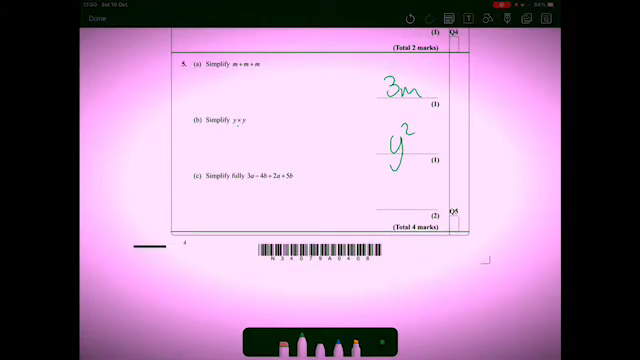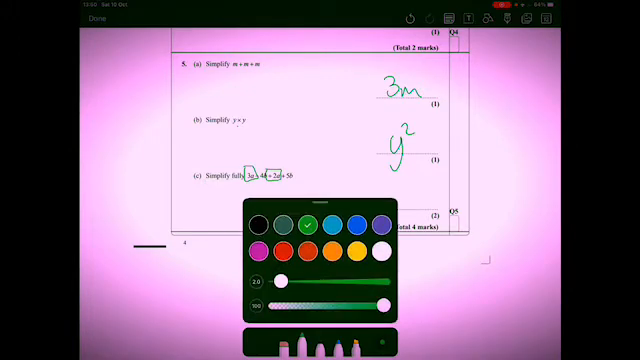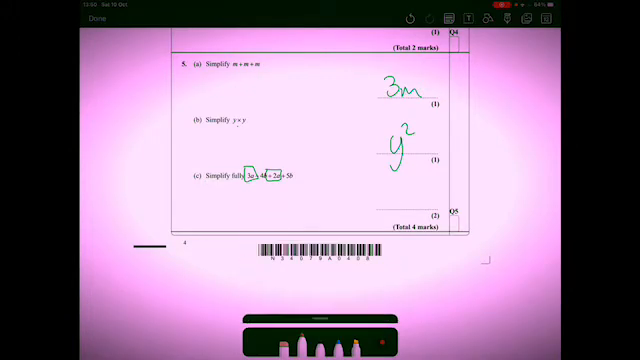Question C, simplify 3a, take away 4b, plus 2a, plus 5b. Okay, so this is a collecting like terms question, using either colour coding or shapes. Let's group all our a's together using the operators before them. And we'll group all the b's together as well.